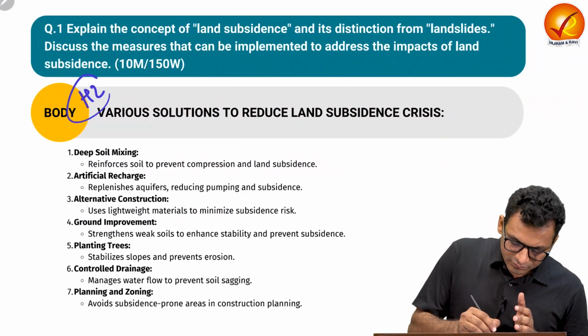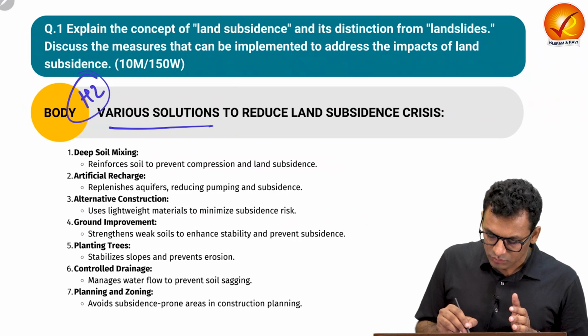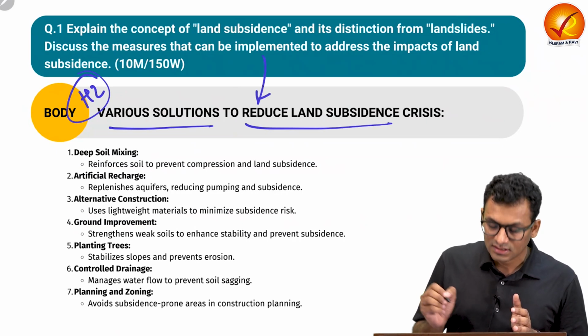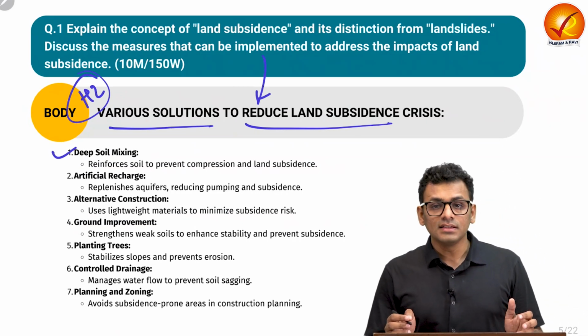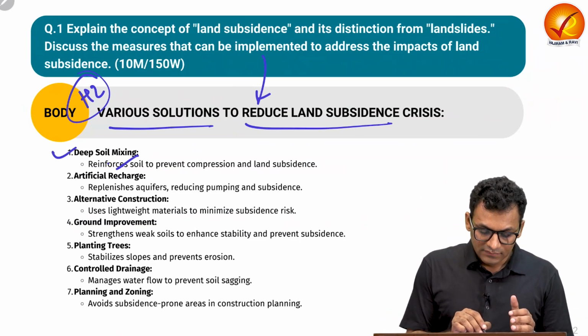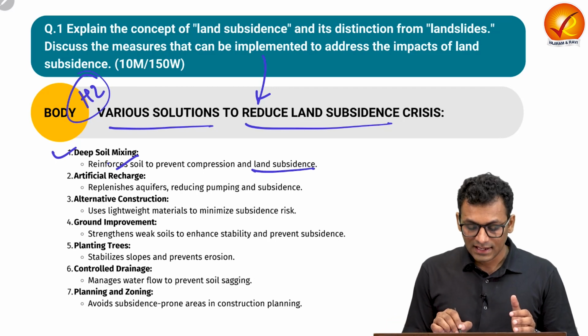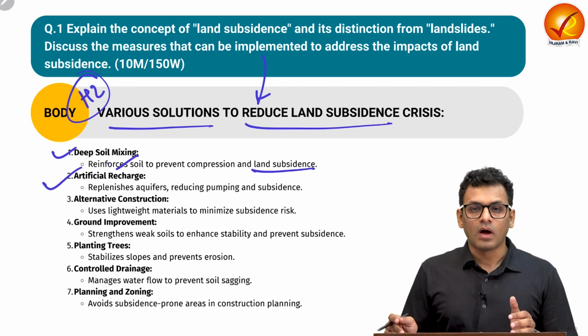For the heading 2, you have to provide various solutions to reduce the land subsidence crisis, which is the direct demand of the question. Over here, you can start with deep soil mixing. Over here, we are talking about reinforcing soil to prevent compression and land subsidence. Second is with respect to artificial recharge.